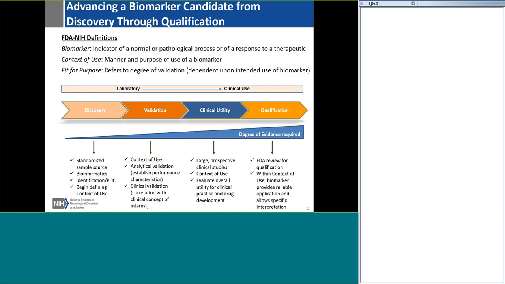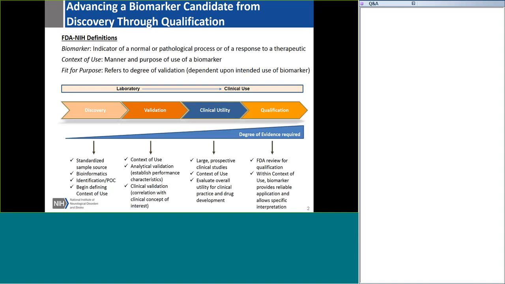A biomarker is an indicator of a normal or pathological process or of a response to a therapeutic. A context of use is the manner and purpose of use of the biomarker. In other words, things like the type of biomarker, i.e., is it a diagnostic biomarker, is it a prognostic biomarker? And also, context of use is an important thing to think about in terms of the modality of the biomarker that you're using or exactly how it will be used. Fit for purpose refers to the degree of validation that you need, and of course that's dependent, again, on what you want to do with your biomarker, what your plans are for that biomarker.